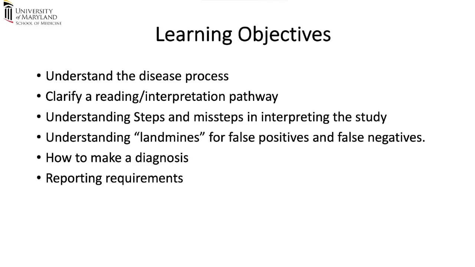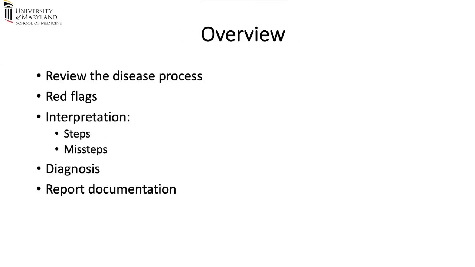Our objectives today are to understand some of the disease process of amyloid. I'm going to try to clarify some of the reading interpretation pathways, to understand the steps and missteps that we go through when we're interpreting these studies, and to understand some of the landmines, the false positives and false negatives that we experience. I want to finalize it with how to make a diagnosis and some reporting requirements.